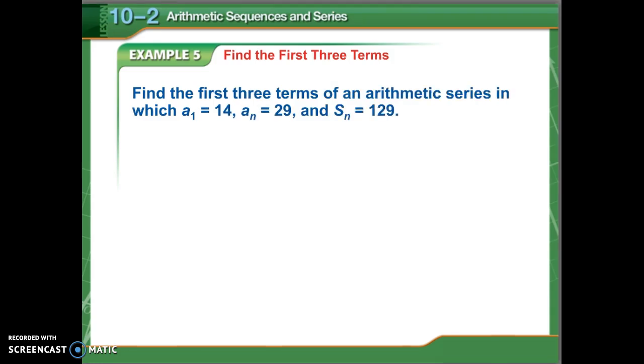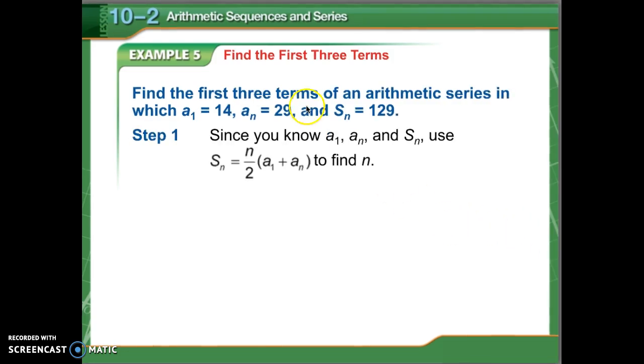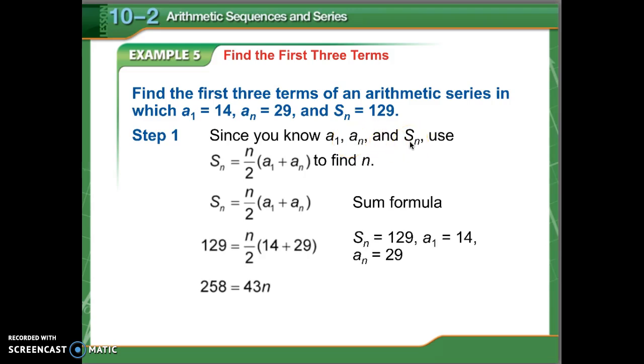Okay, example 5. This time we are going to be finding the first 3 terms in a sequence. Find the first 3 terms of an arithmetic series in which the first term, a1, is 14, the nth term is 29, and the sum of n terms is 129. So this time, because we know the first term and the nth term, we're going to use the first version of the formula for finding the sums, which was the sum is n over 2 times a1 plus an.